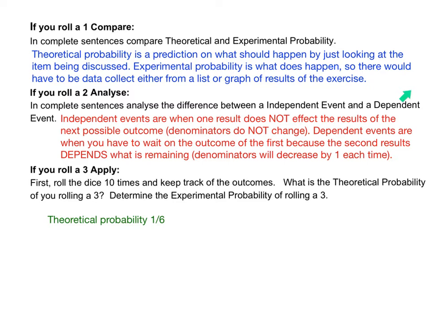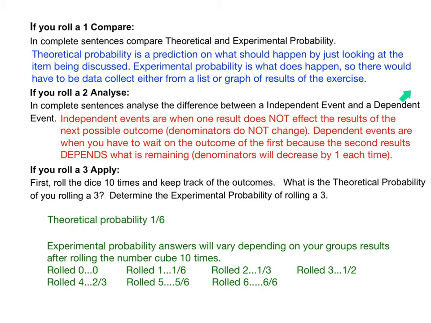Your experimental probability will obviously vary per group because each group rolled the dice 10 times on their own and got all different variations of answers. And those possible answers are listed below. And of course, you could see they have varied depending on how many 3s you had rolled. Please pause the video if you need to check your answers.